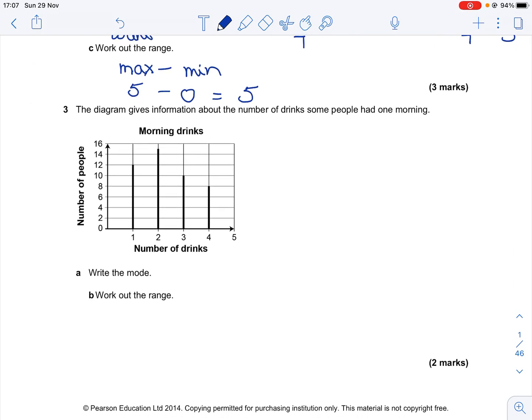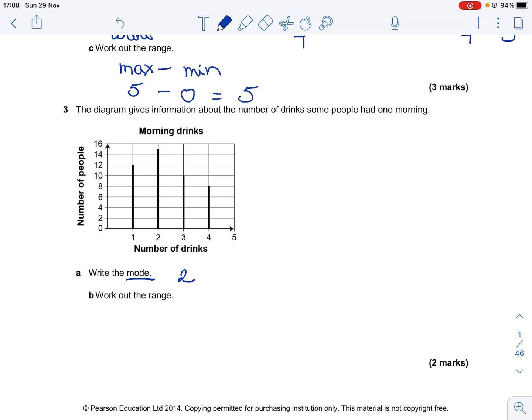Question 3. The diagram gives information about the number of drinks some people had one morning. So basically this means that 12 people have 1 drink, 15 people have 2 drinks, 10 had 3 drinks, 8 had 4 drinks. So write the mode. So the mode is 2, because 15 people had 2 drinks. So the mode is 2.